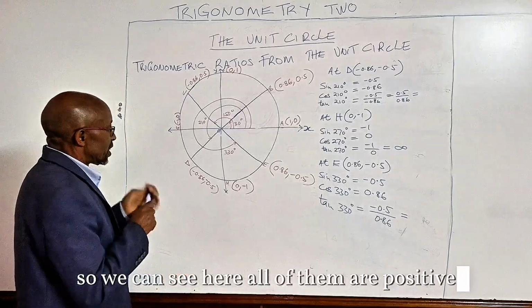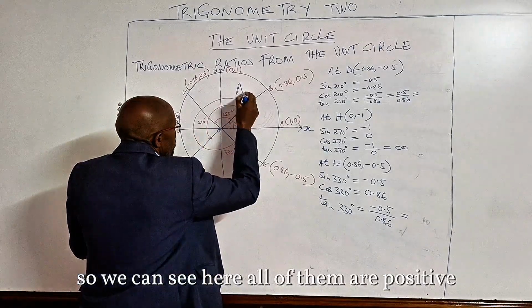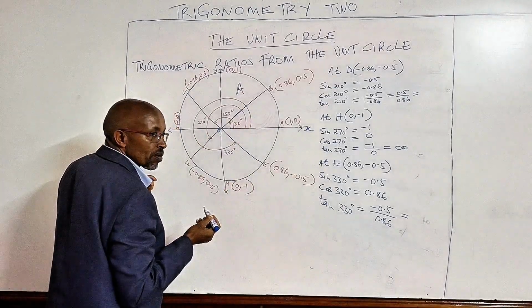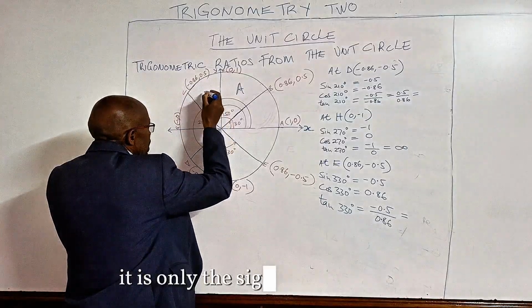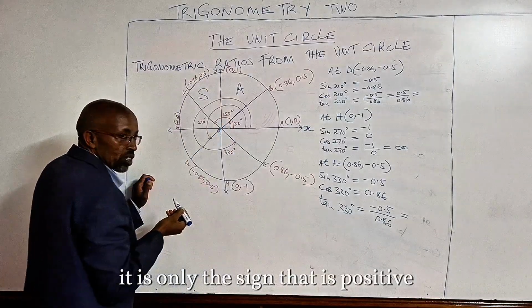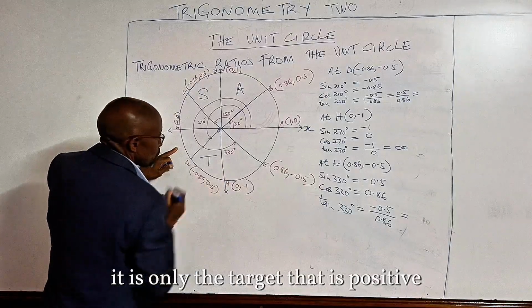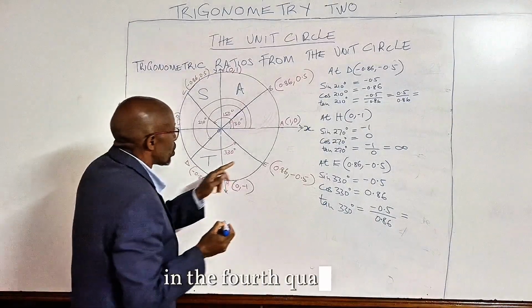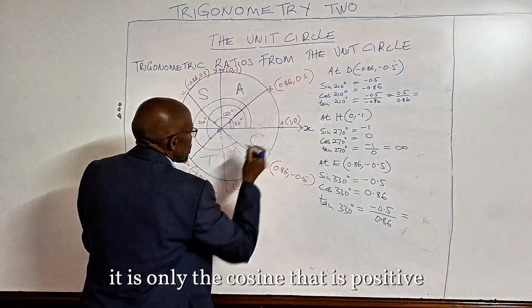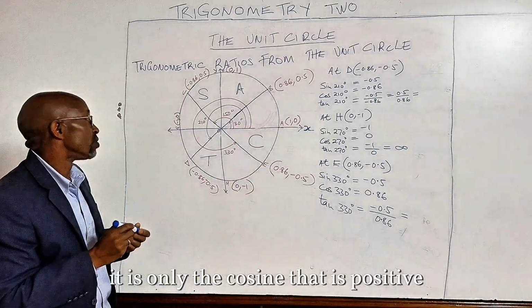So we can say here, in the first quadrant, all of them are positive. In the second quadrant, it is only the sine that is positive. In the third quadrant, it is only the tangent that is positive. In the fourth quadrant, it is only the cosine that is positive.